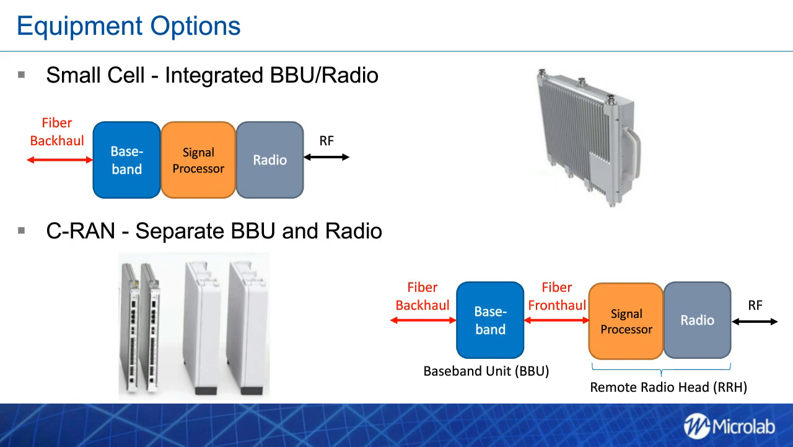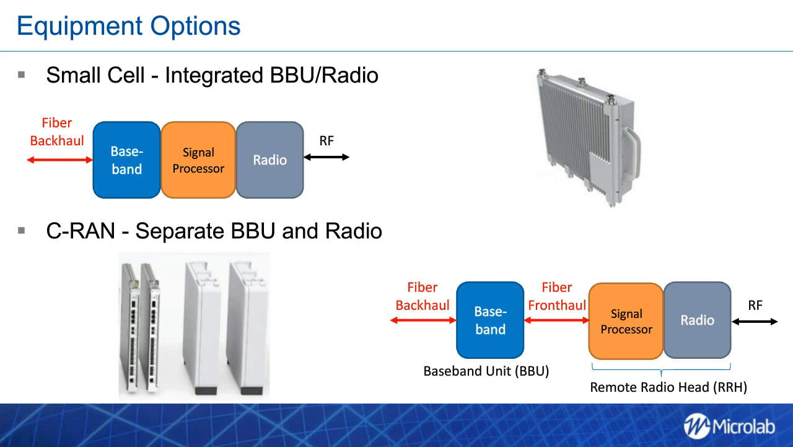A small cell is an integrated BBU and radio. The positives of a small cell is that it's smaller and cheaper to deploy and maintain. The backhaul connection can be long distance. The negatives of a small cell are the limited capacity. They are typically lower output power, which means less coverage, and they need GPS or PTP synchronization on site.